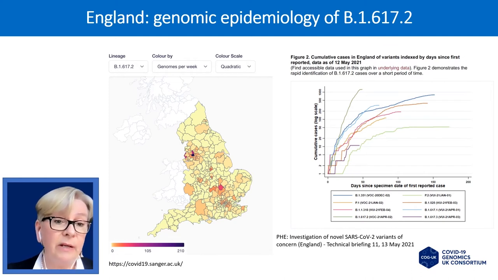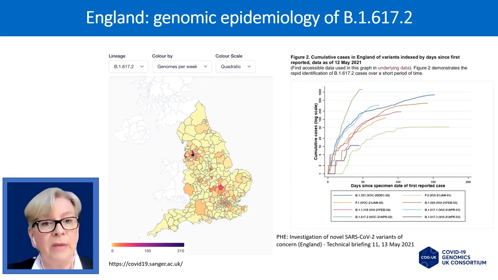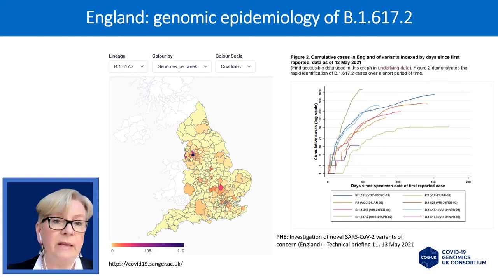Now, on the right-hand side is a figure from the technical briefing from PHE, and it shows the cumulative cases in England of variants over time. And so you'll see days since specimen date of first reported case. And the dark green line here is the 0.2 variant of 617. And what you'll see is that the slope of the curve for cumulative cases is much steeper than others, including, for example, the B1351 variant first detected in South Africa, which is in the dark blue. So together, these two slides indicate that the 0.2 version of 617 is already widely distributed in the country, and cumulative cases are rising more rapidly than other variants.